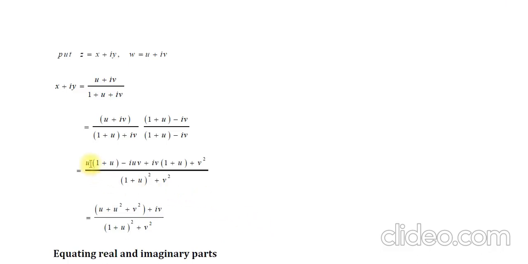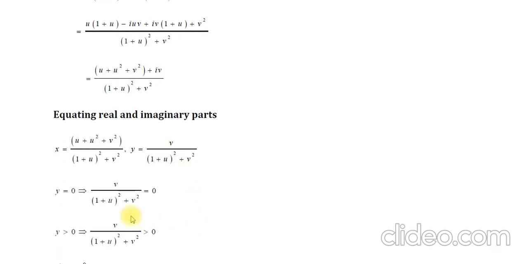So in the numerator, on simplifying you will be getting this. That is u plus u square here. Here minus iuv plus iv plus iuv you will be having. Those terms will get cancelled and in the end you will arrive at this. So equating real and imaginary parts, I will have x equals this portion, the real part, u plus u square plus v square divided by this, and y equals v by 1 plus u the whole square plus v square.